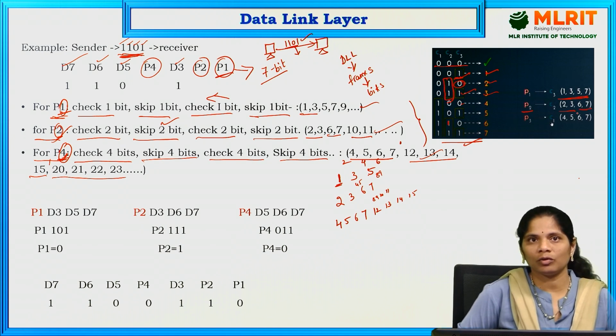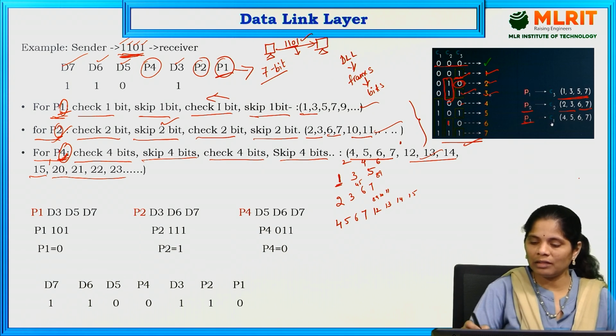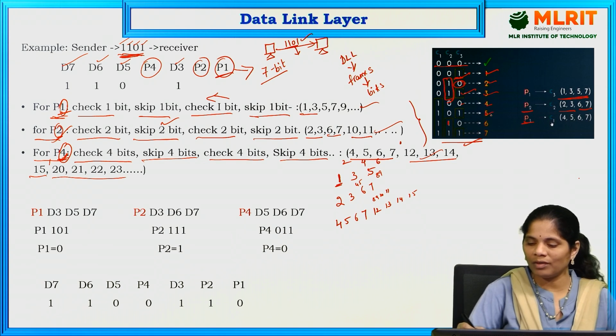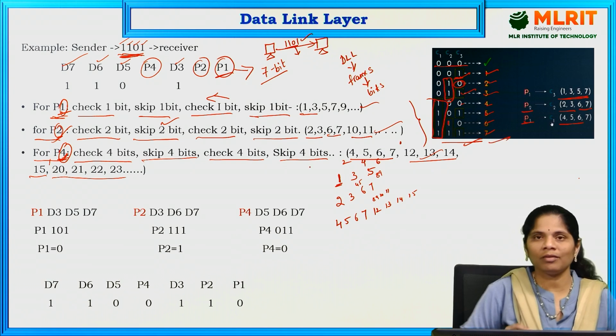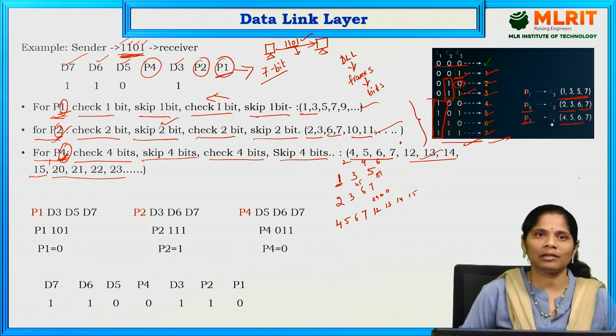That means check 2 and skip 2. At the same time, for finding the P4 also, till 3 it is going to be 0 only. From 4 onwards, here 4, 5, 6, 7 have the 1s. That's why we wrote the 4 check, 4 skip method. You can remember it this way also for finding parity bits 1, 2, 4 like that.